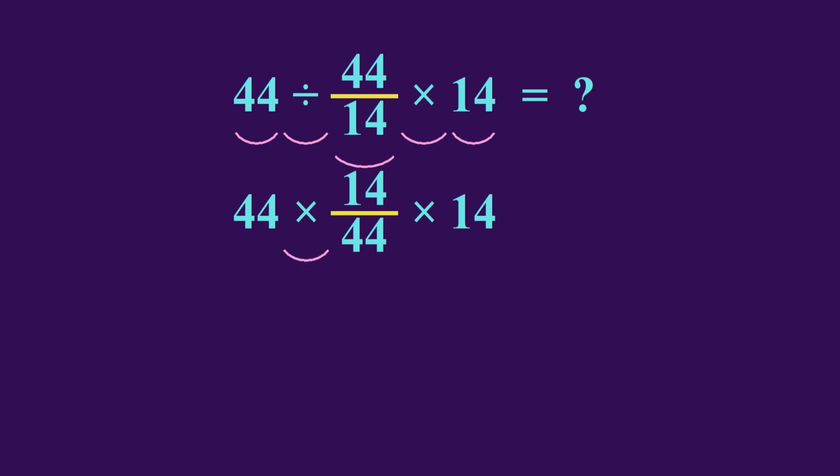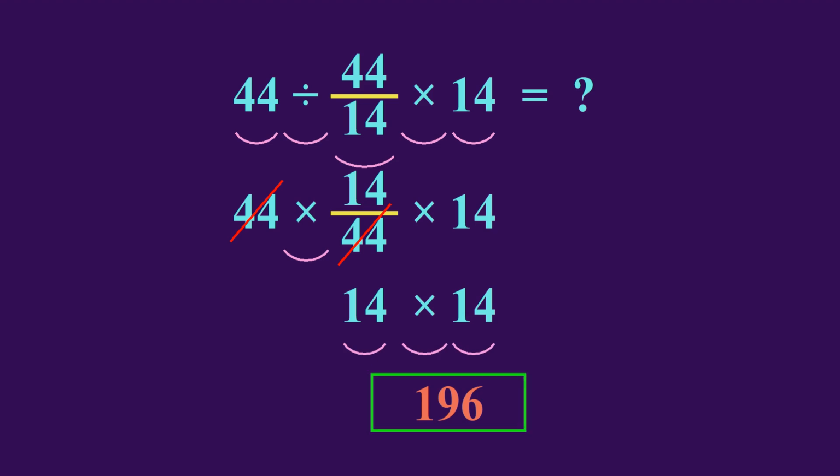First we do this multiplication. We can easily cancel this 44 and this 44, which gives 14. And here again, we have times 14. So here we have this 14 times 14, which equals 196. And this is our final answer to this problem.